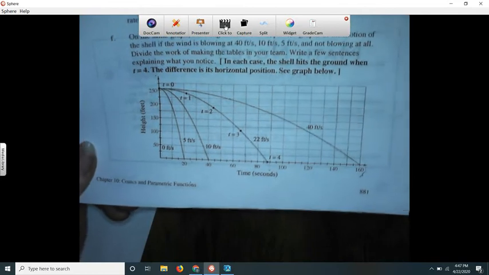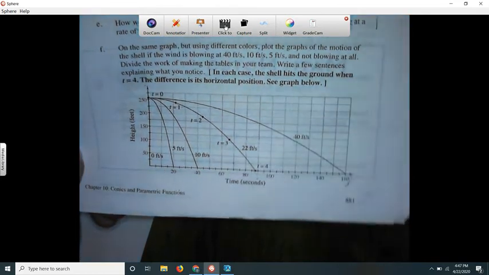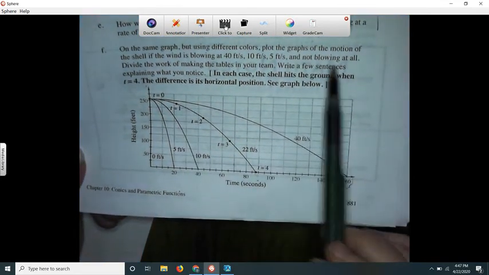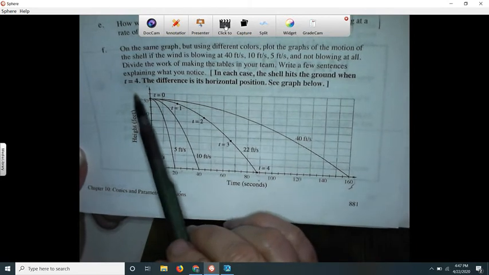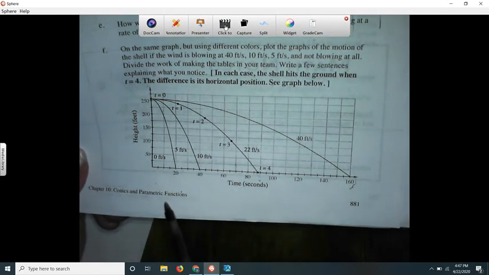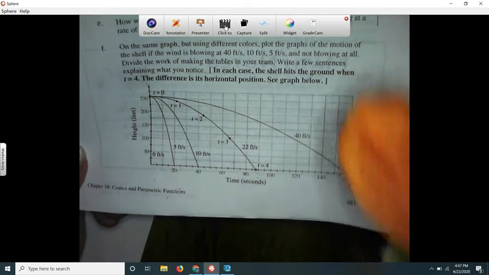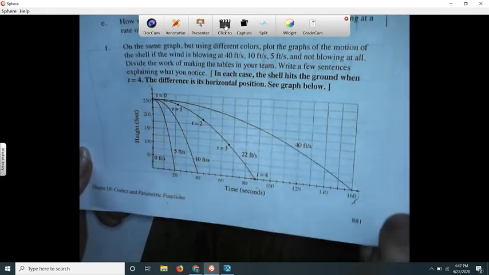Okay. So in each case, the shell is still hitting the ground after 4 seconds. I don't know if you already knew that because of your physics classes or whatever.